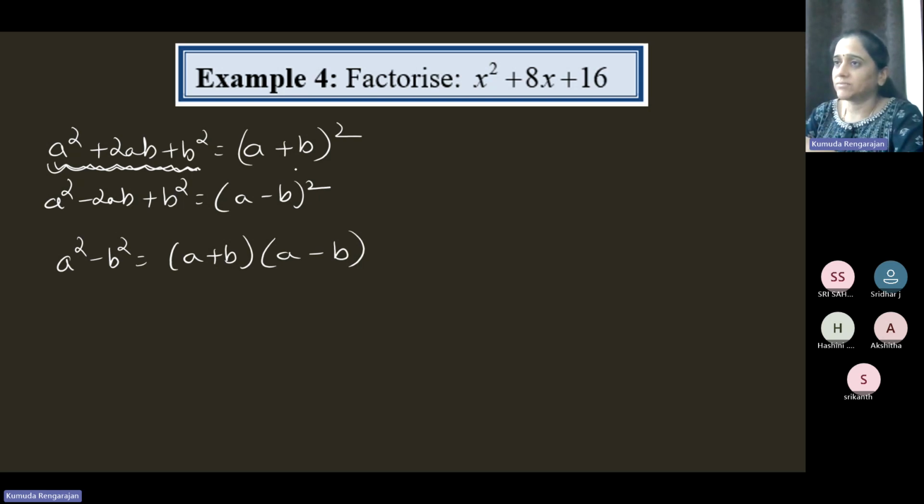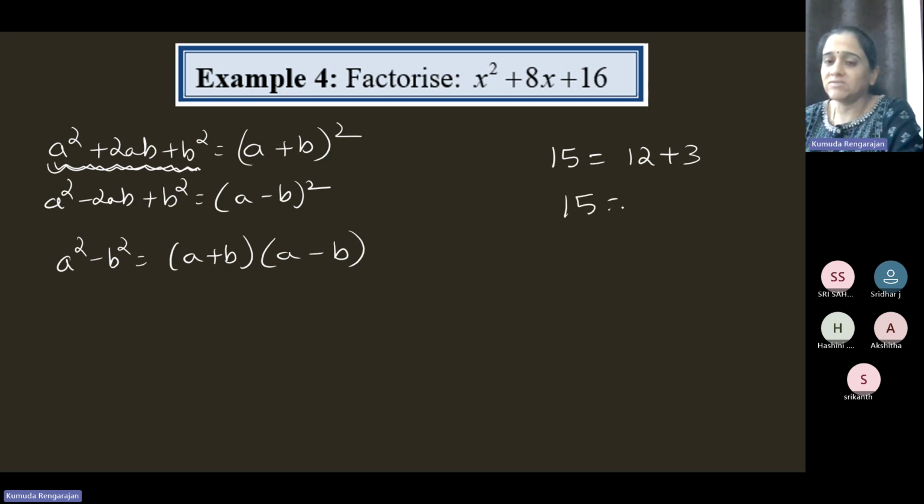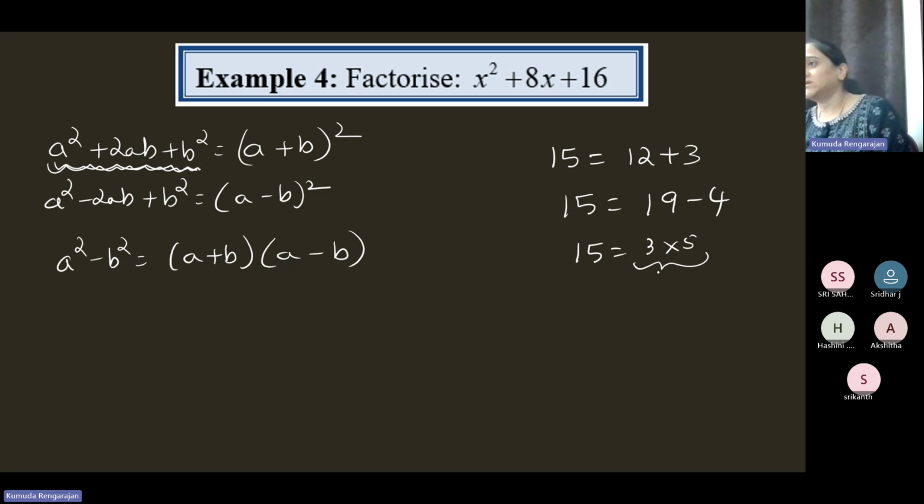See, if I write 15 as 12 plus 3, I have not factorized. Or if I write 15 as 19 minus 4, this is not factorizing. But if I write 15 as 3 into 5, this is factorized. When you factorize something, the answer should be something into something into something. There should be no plus or minus sign between the expressions.